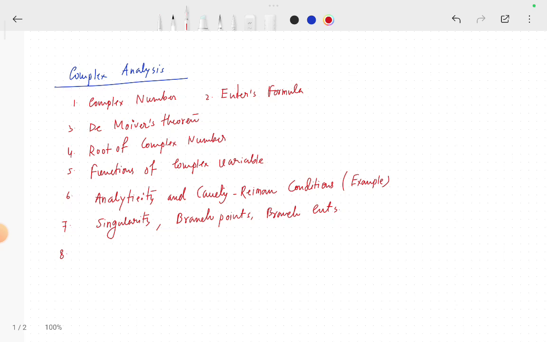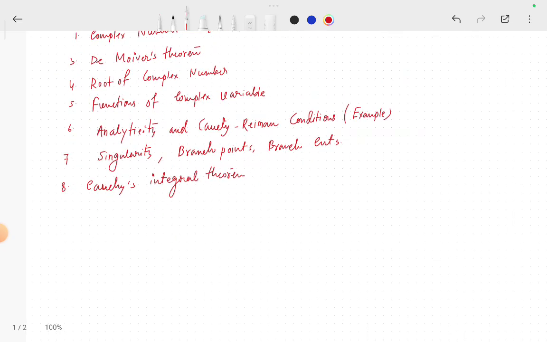Topic number 8 is very important: the Cauchy integral theorem. It is another important theorem that you have to study. Next, topic number 9 is also very important, that is Taylor series and Laurent series expansions.